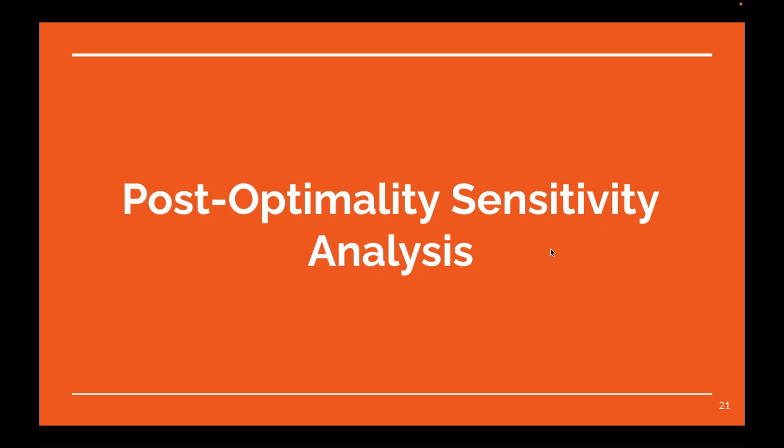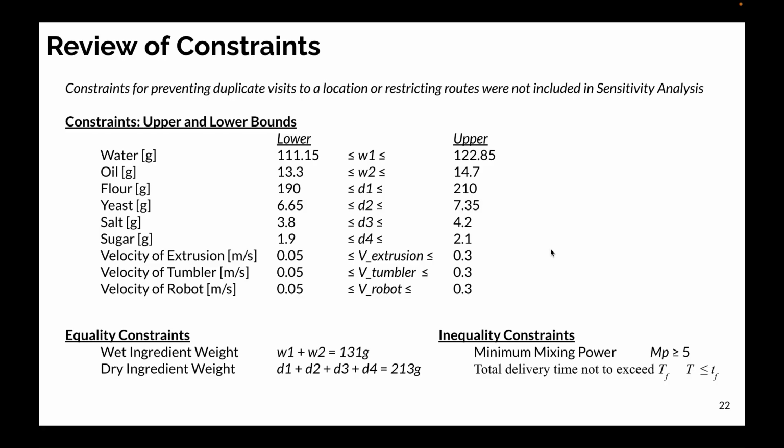Thanks, Matt. Now I'll review the post-optimality sensitivity analysis. Here's an overview of the constraints we performed the sensitivity analysis on. We did not include the constraints limiting duplicate visits or restricting the routes because these were binary and not very negotiable.